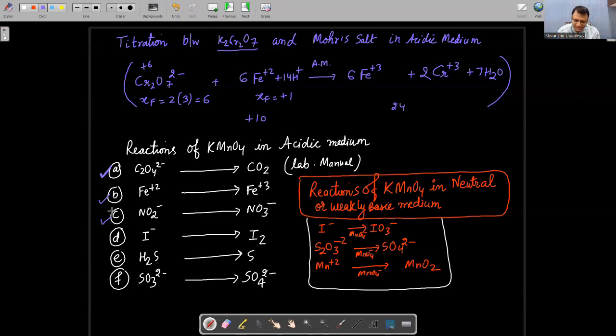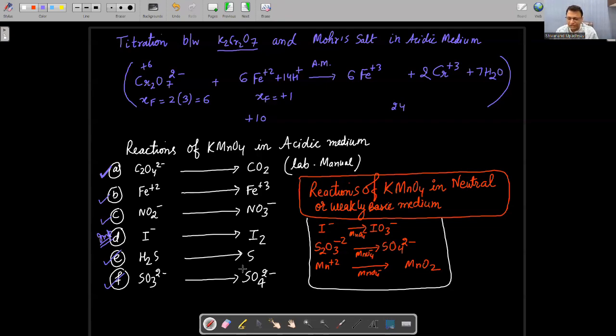Iodide ion is converted into iodine. This is important because corresponding to this, there is a reaction in neutral or weakly basic medium. We'll compare it later. H2S is converted into sulfur and sulfite ion is converted into sulfate ion. So you should know the product of these reactions.